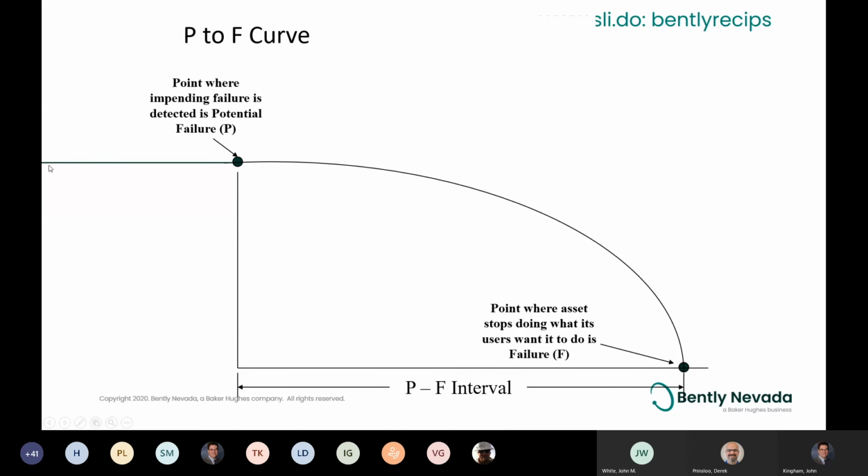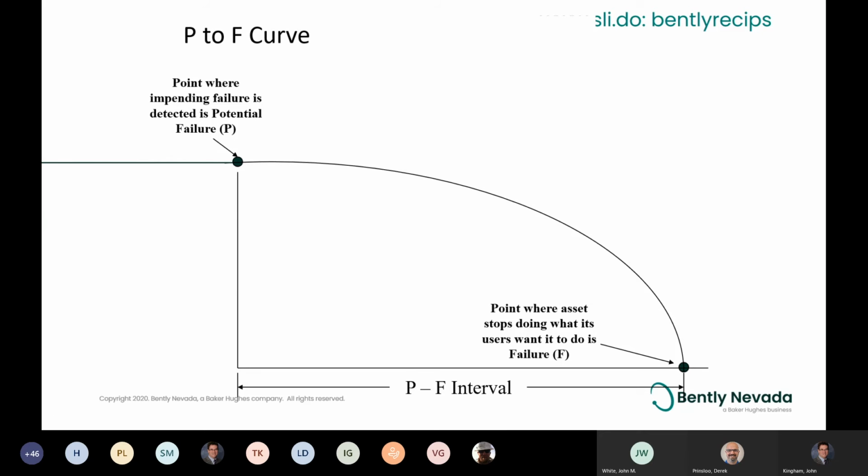So the basic idea is you've got your machine running along, doing a great job, right? And then it gets to this point P where an impending failure is introduced. So this particular P to F curve is for roller element bearings, so maybe it's a pit on one of the balls, right? So the machine is going to continue to operate for some time until it gets to this point here where it has a functional failure, where it stops doing what it is that you want it to do.